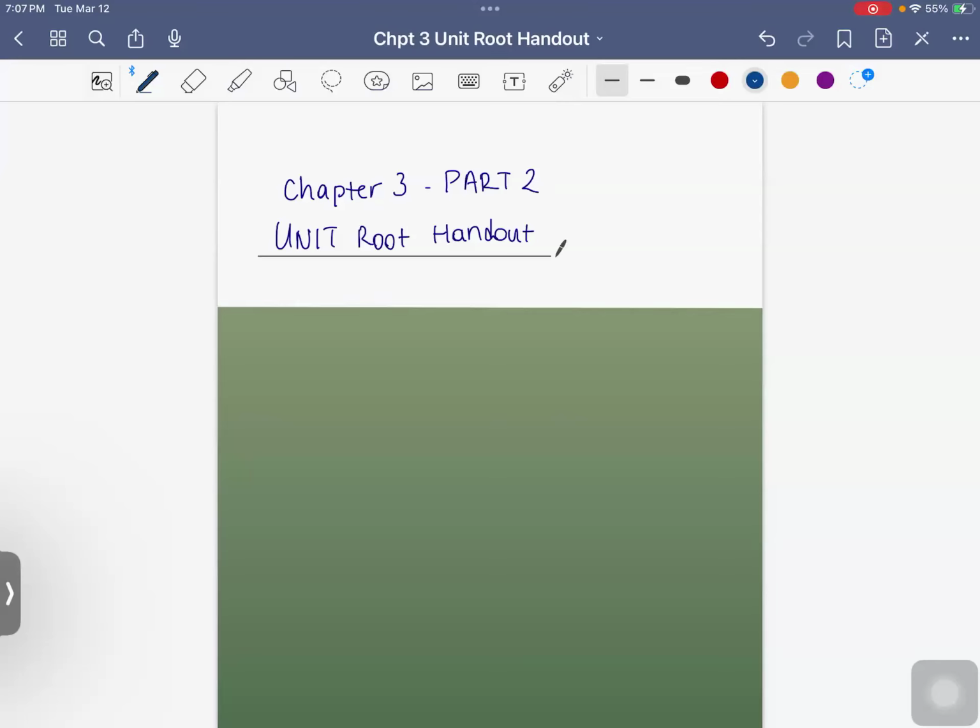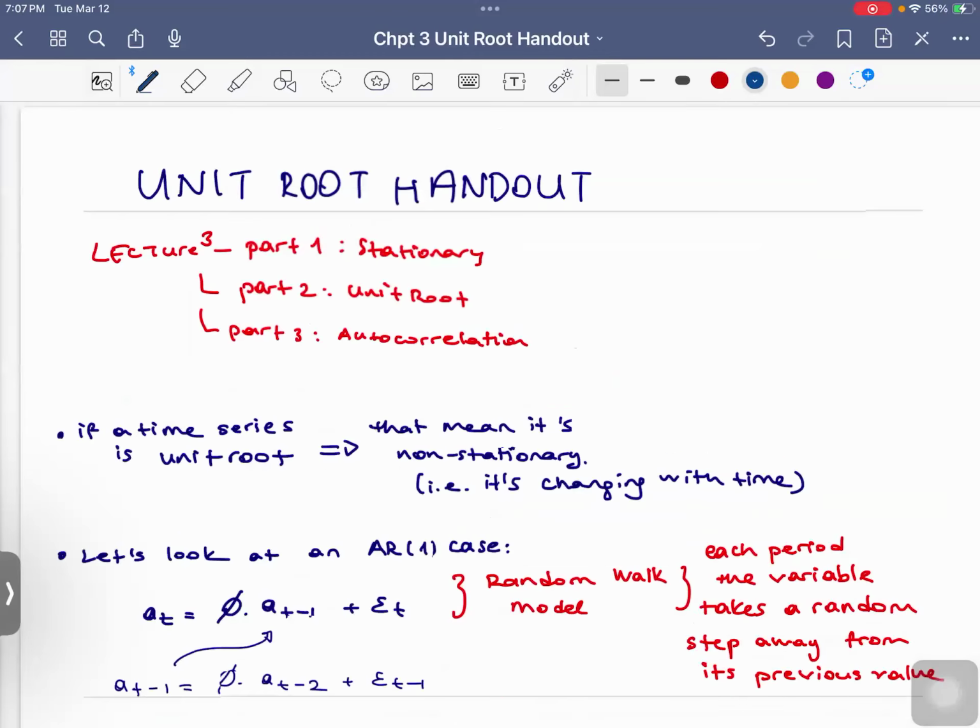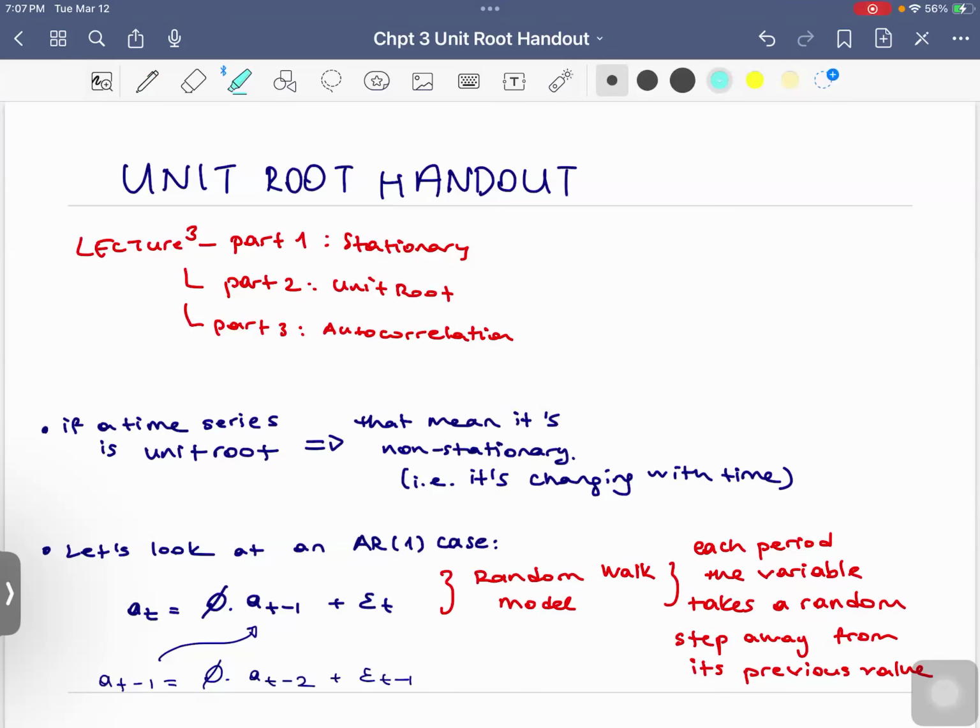Okay, hello everyone. So today I'm going to cover the unit root section of chapter 3. This is basically part 2 of chapter 3. I'm going to walk you through my notes here. In the first part of lecture 3, we covered stationarity, right? We looked at different types of stationarity, like first order weak stationarity, second order weak stationarity, etc. Now, in the second part, we are going to go through the process of unit roots.